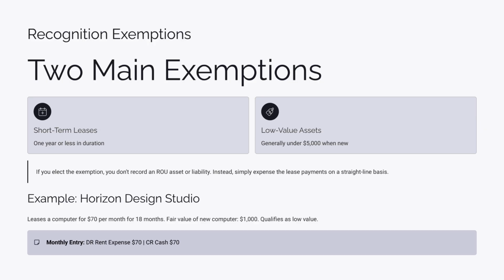For example, Horizon Design Studio leases a computer for $70 per month for 18 months. Because the fair value of a new computer is only $1,000, it qualifies as low value. So Horizon can just expense $70 per month, debit rent expense $70, credit cash $70.